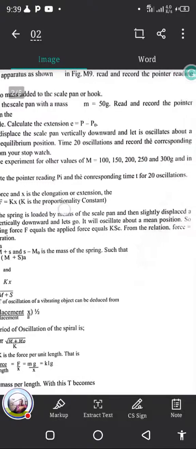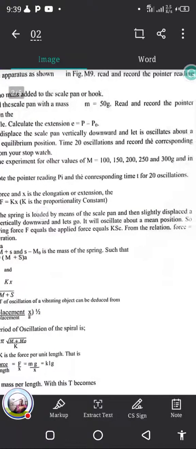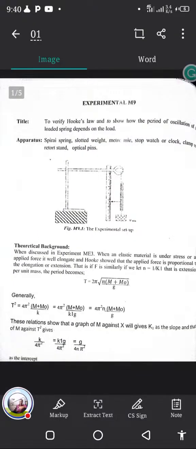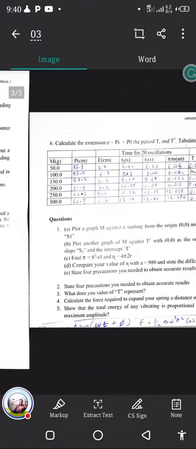Time 20 oscillations, and record the corresponding time from your stopwatch. Then repeat the experiment for other values of M, 100, 150 up to 350 grams in each case, and note the pointer reading and the rest of them. So after you must have done your Hooke's law verification, the next is for you to displace, just drag the mass downward. Of course, the spring will be dangling up and down like that. You do that for 20 oscillations, just like the way you do your pendulum experiment. You can see the equations are all stated there also.